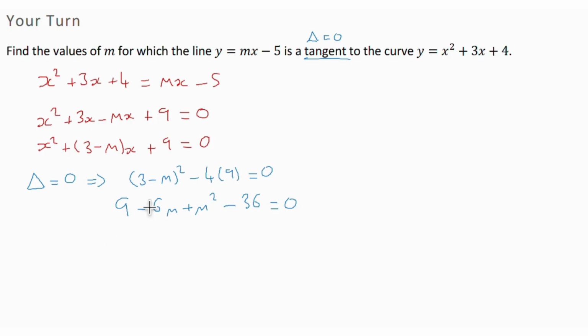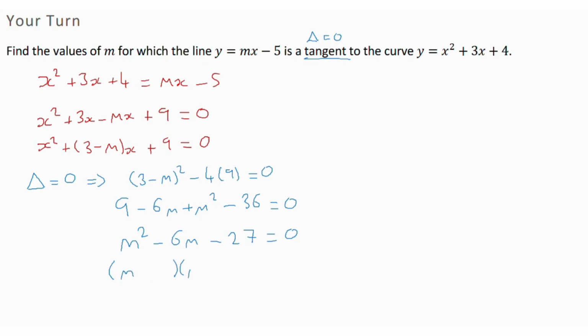Now this in itself is a quadratic equation. So now we're going to solve this quadratic equation. Let's simplify this left-hand side, m squared minus 6m, and I've got minus 36 plus 9, so that's going to be minus 27 equals 0. Now to solve this quadratic equation, I'm going to attempt to factorize it.